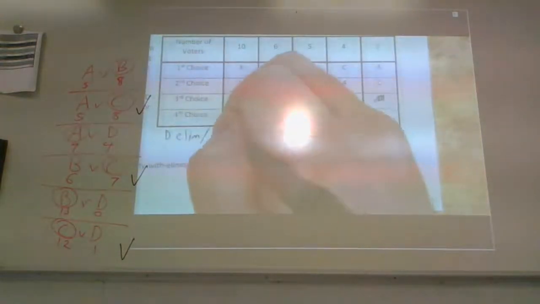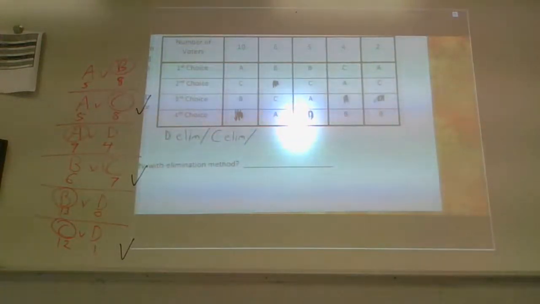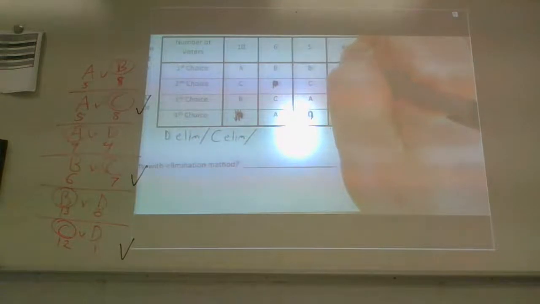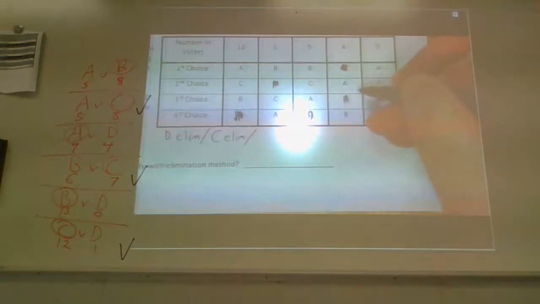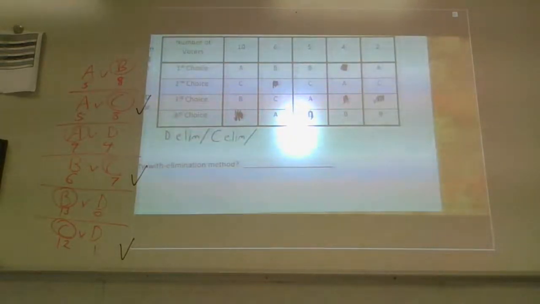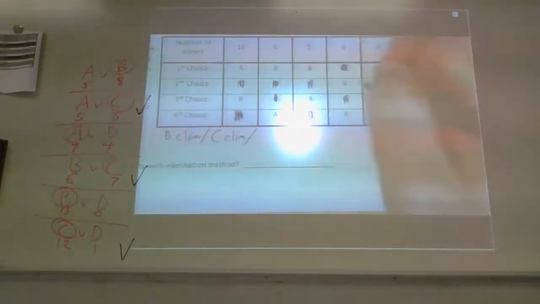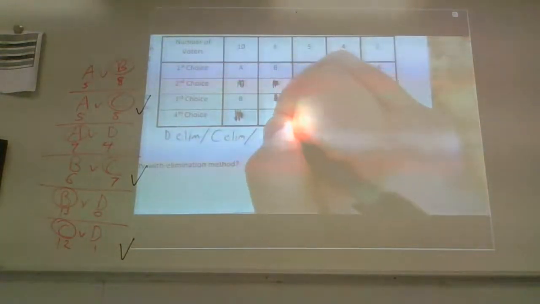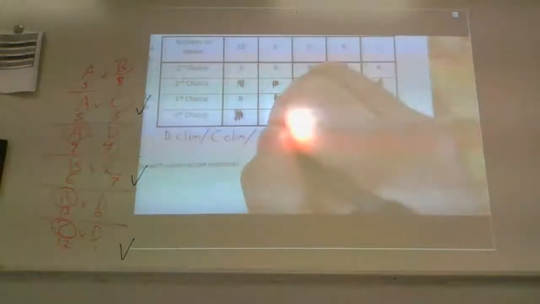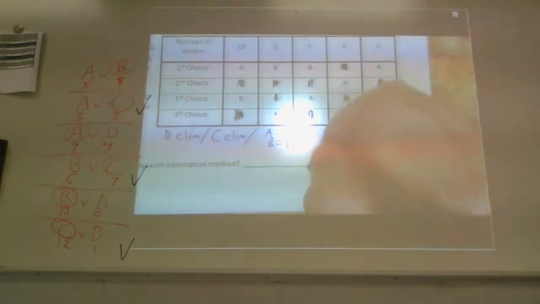C is eliminated next, but those votes have to be inherited by someone. So when C is eliminated, A inherits those votes. Now, all of a sudden, A has 16 votes. When C was eliminated, A inherited those votes and went over the threshold needed for a majority. In the end, A now has 16 and B is stuck at 11. This is how we can determine the winner from plurality with elimination.